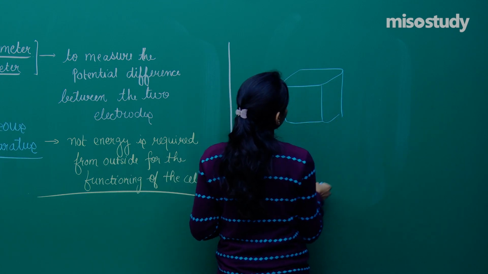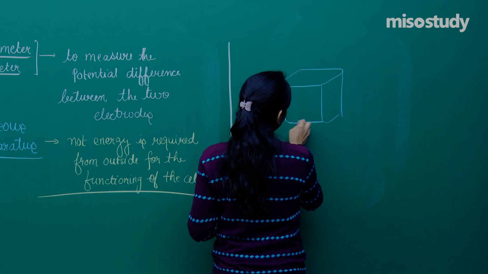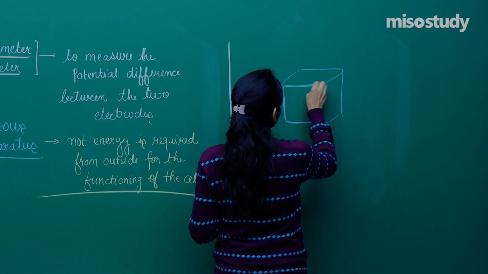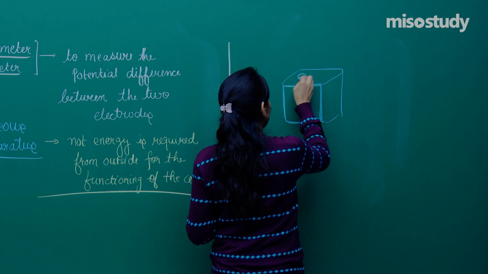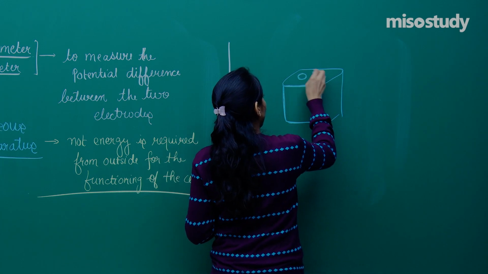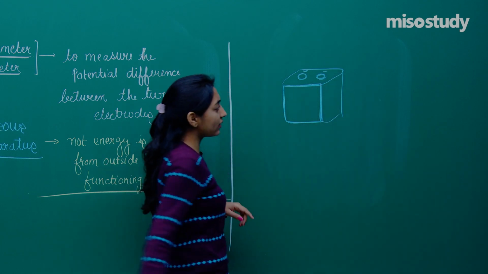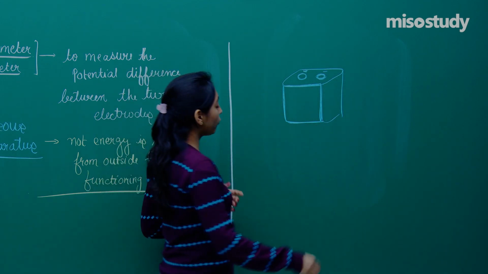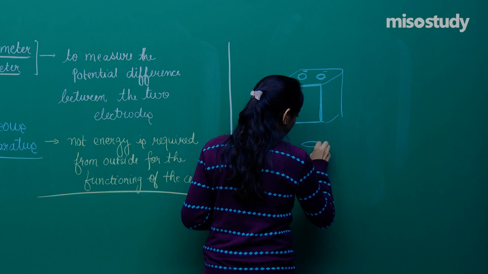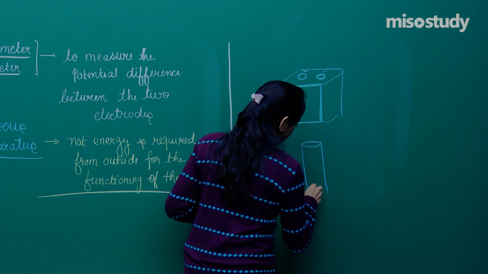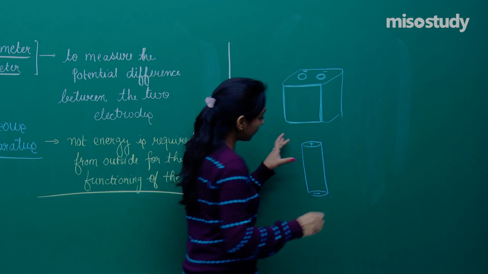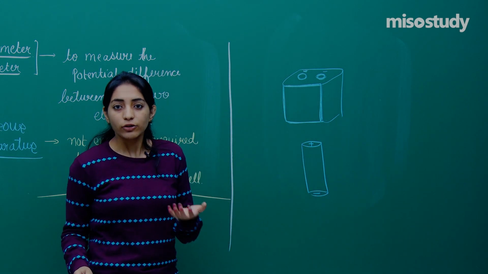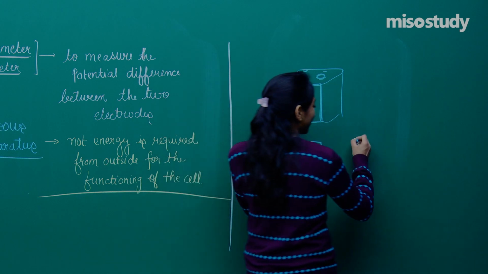Maybe I am not drawing it properly, but this blue color battery we get from the market is something like this. Then there are always two terminals which you can see. So one is the positive terminal, one is the negative terminal, right? Or if you look at the cells, there are two terminals here, this is positive, this is negative, right? And then we have those button cells also.